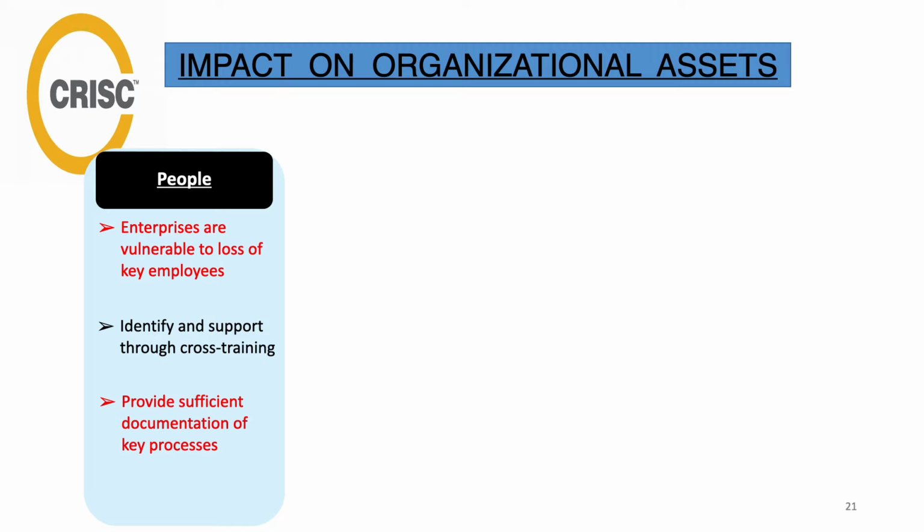Otherwise the business may be left in a hazardous situation. Unfortunately, that happens frequently when management fails to recognize essential personnel and make sure that they are supported through cross-training, right? Adequate documentation of critical procedures and incentive programs. So the business may be left in a hazardous or vulnerable situation if the loss happens as a consequence of retirement, sickness or recruitment by another company, right?